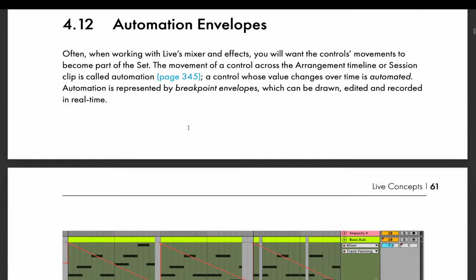4.12, automation envelopes. Often when working with Live's mixer and effects, you will want the control's movements to become part of the set. The movement of a control across the arrangement timeline or session clip is called automation. Page 345. A control whose value changes over time is automated. Automation is represented by breakpoint envelopes, which can be drawn, edited, and recorded in real time.